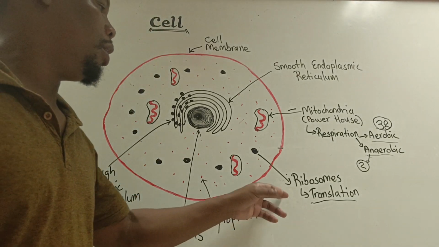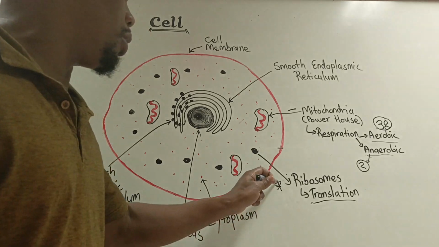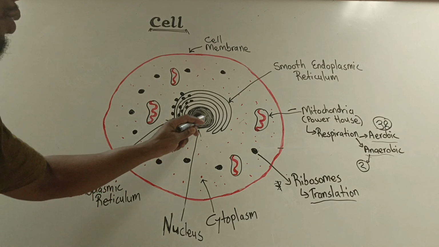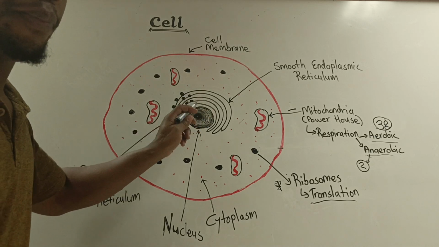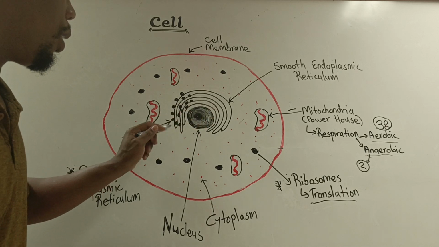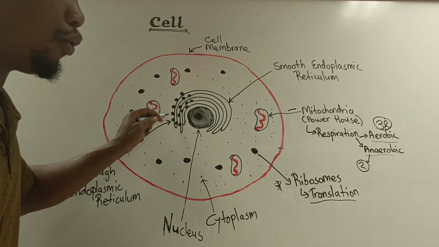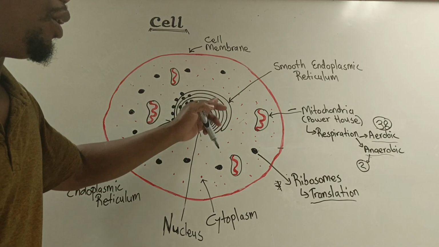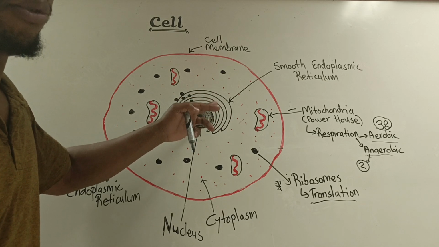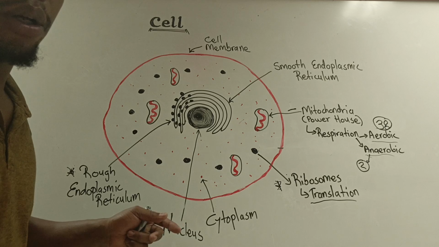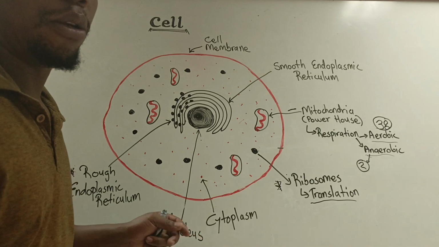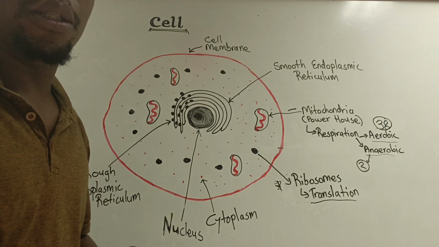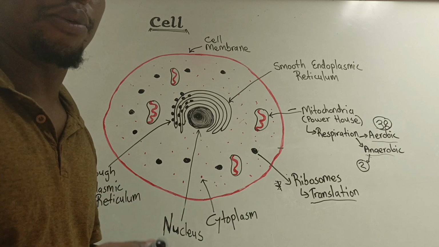Simple. And then the other organelle to discuss is the rough endoplasmic reticulum. Around the nucleus, we have the endoplasmic reticulum. We have two types, the rough one and the smooth. The rough one is studded with ribosomes, while the smooth one is not studded with ribosomes. So it is easy if they ask you in the exam what is the function of the rough endoplasmic reticulum: it is studded with ribosomes so that they synthesize proteins.